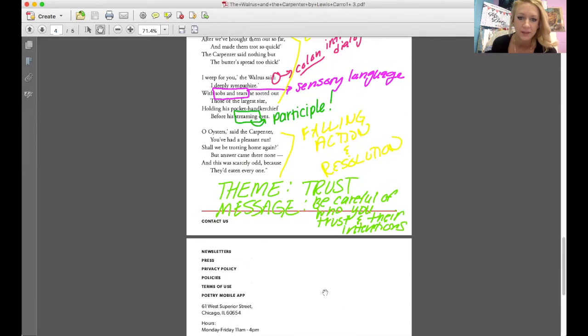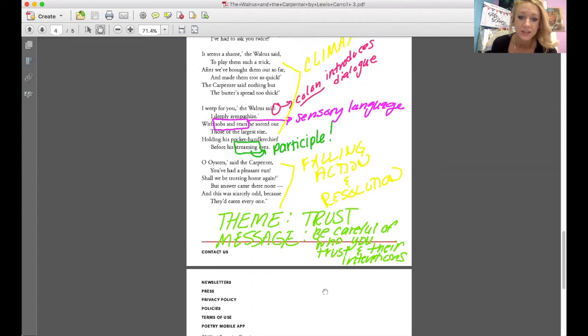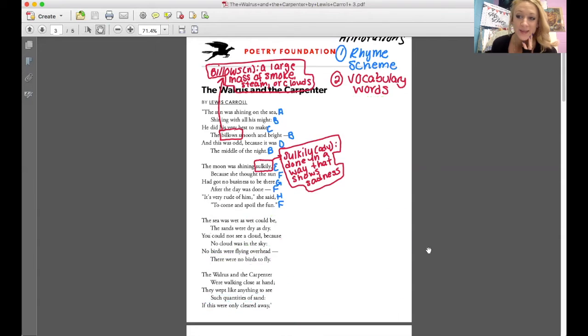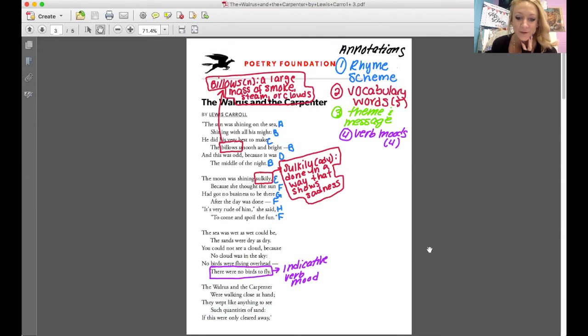So again, theme and message should go at the very, very end. So I put my theme here is trust and message: be careful of who you trust and their intentions, because the oysters trust the carpenter and the walrus, and it doesn't end that well for them.